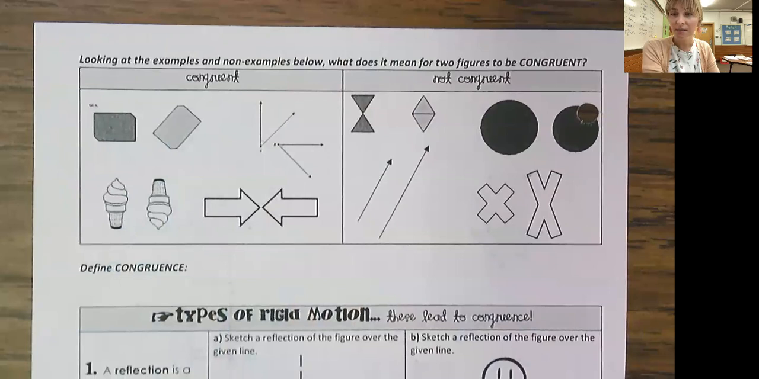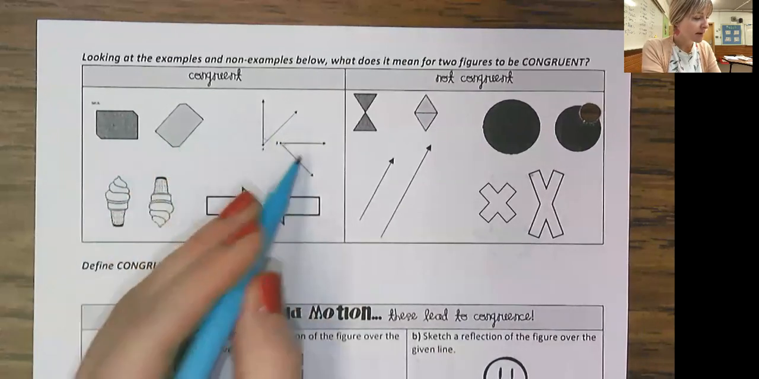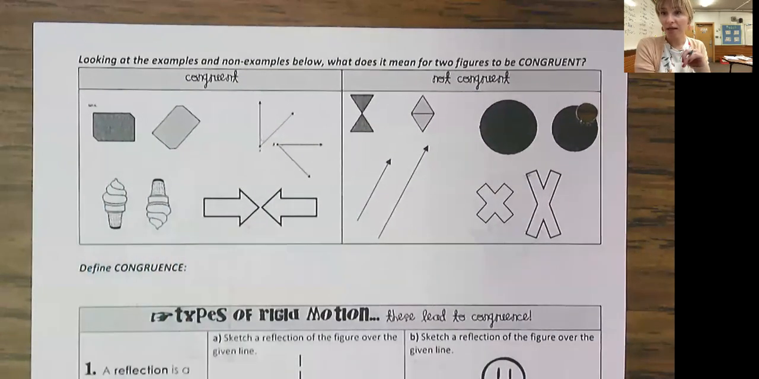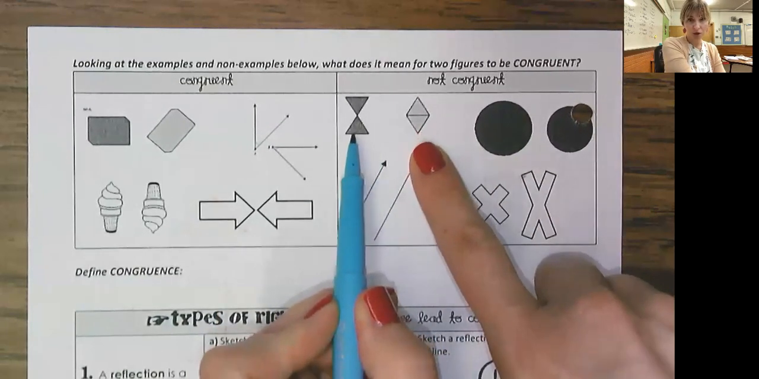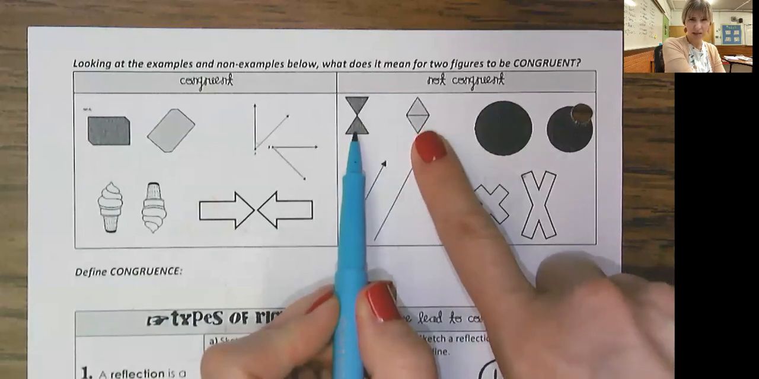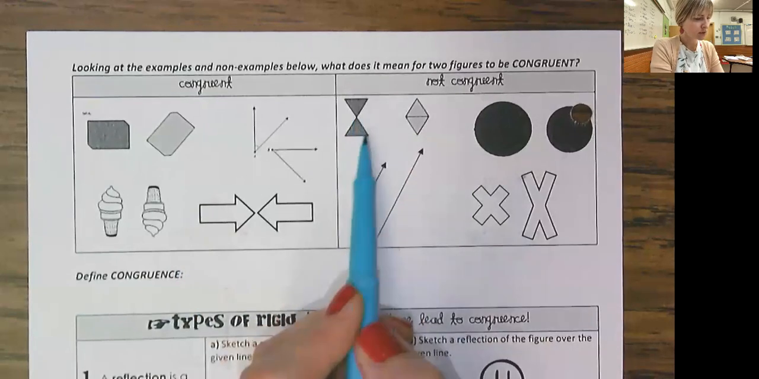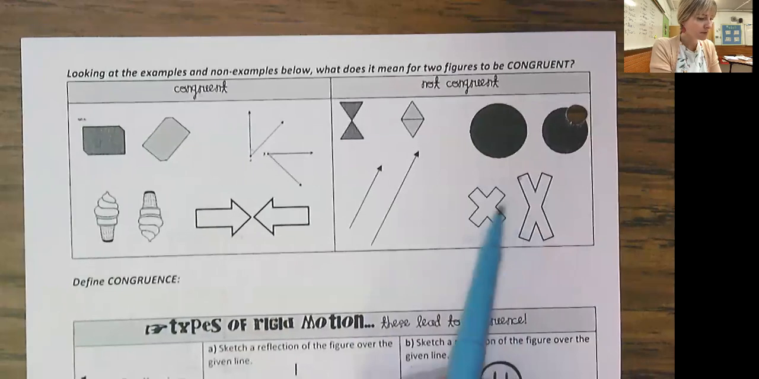Does it look like the figures have to be facing the same direction? No, definitely not. They might have been rotated, they might have been reflected, or they could have been translated. Okay, these figures are not congruent. These two are being compared to each other. This figure is not congruent to this overall figure. Some students get confused. They're not individual triangles. This whole figure is not congruent to that one. This one, not congruent, not congruent, and not congruent.